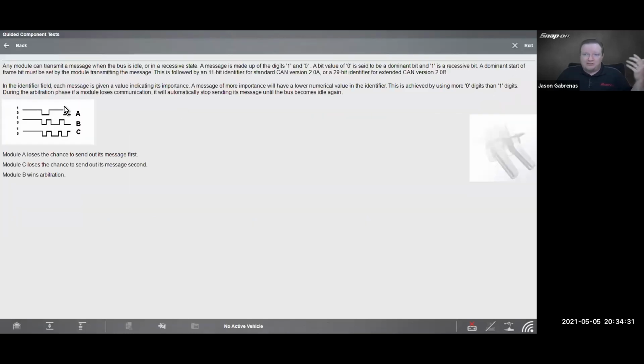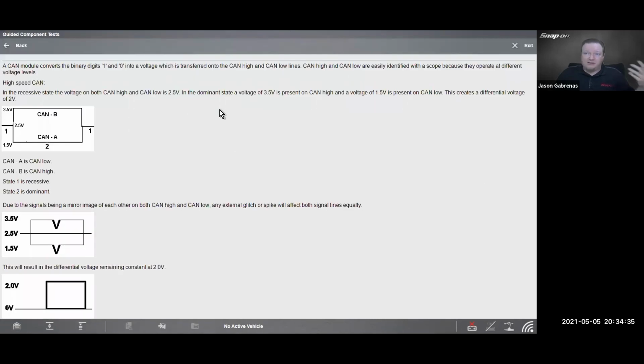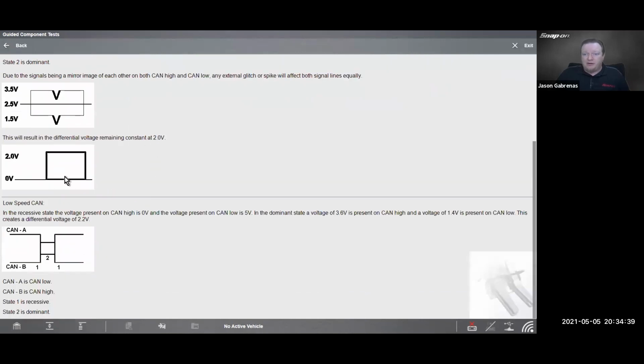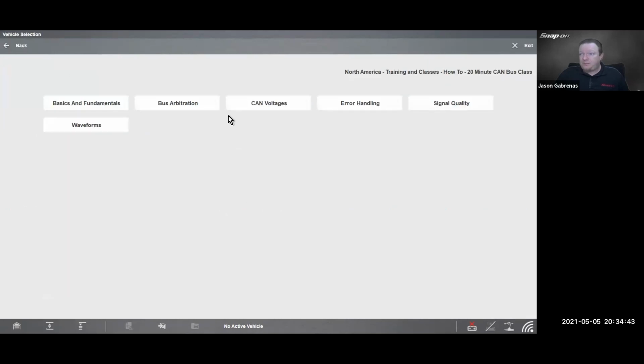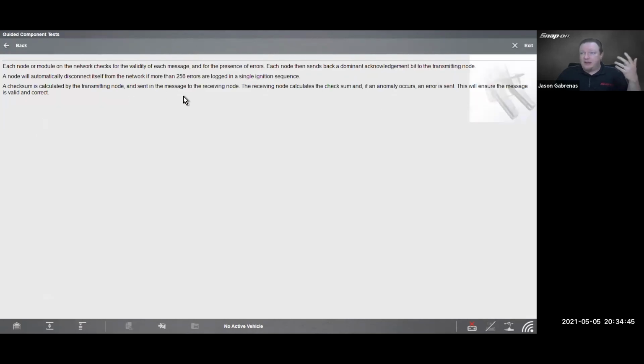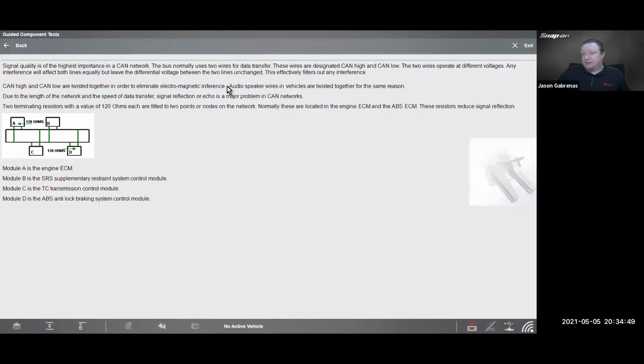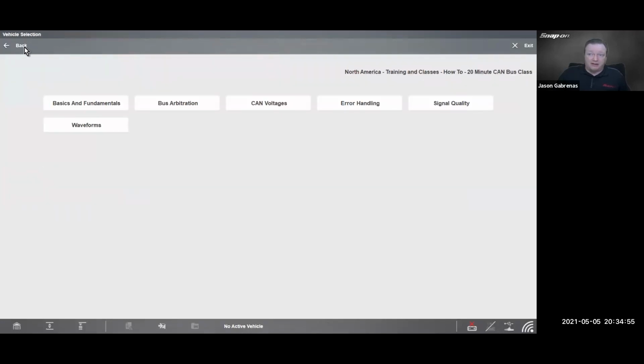Bus arbitration. This tells you who gets to talk first on the network. CAN voltages. It's going to tell us our CAN high and our CAN low voltages, what we want to see. They should be mirror images. Talk about dominant and recessive. Error handling. How does it handle an error on the network? Signal quality, right? We want to see how the signal needs to be of the highest importance on the CAN bus network, and we talk about that.